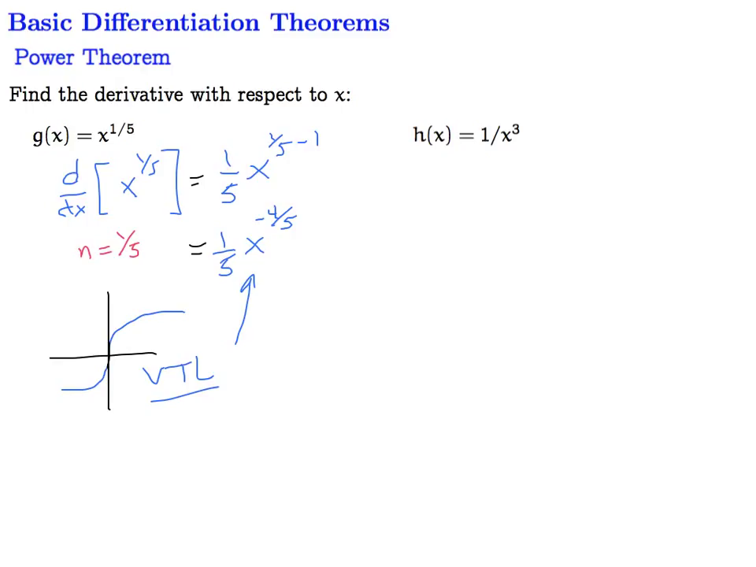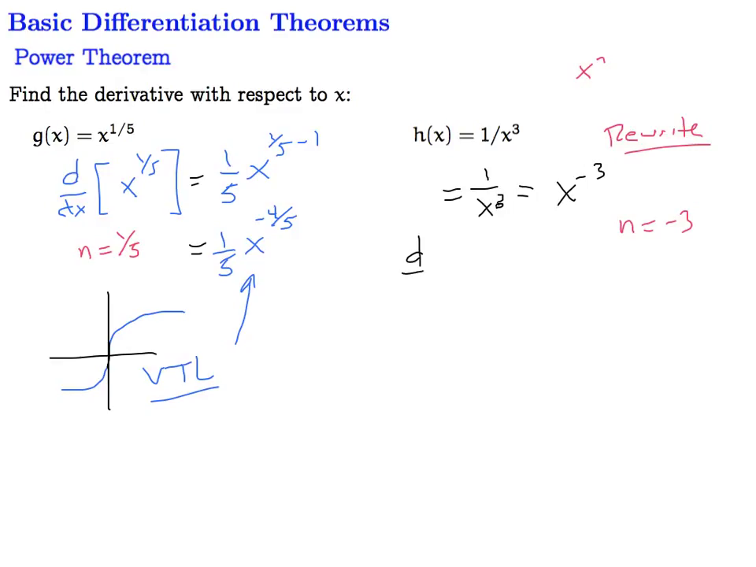So let's look at the function 1 over x cubed. Now at first glance you might think to yourself, this doesn't really fit the pattern. Our pattern needs x to the n, but we can always try to rewrite things algebraically so they fit the pattern. So here the key feature is to remember that 1 over x cubed means the exact same thing as x to the negative third, and now it fits the pattern. So in this case, our exponent will be n equals negative 3.